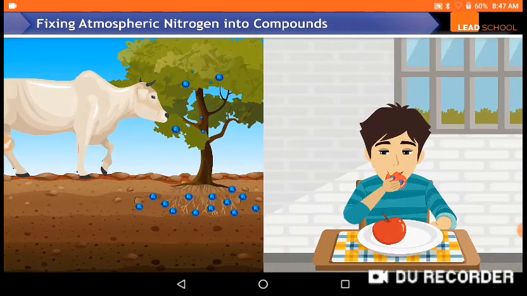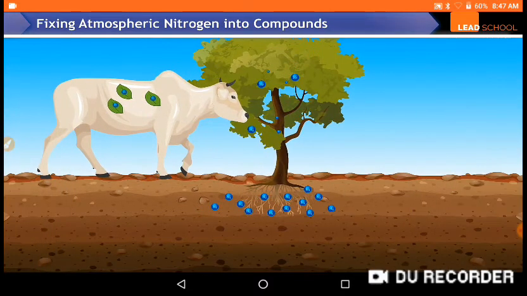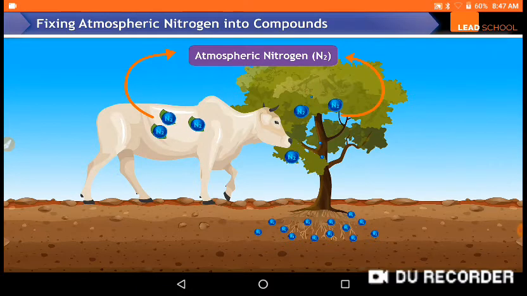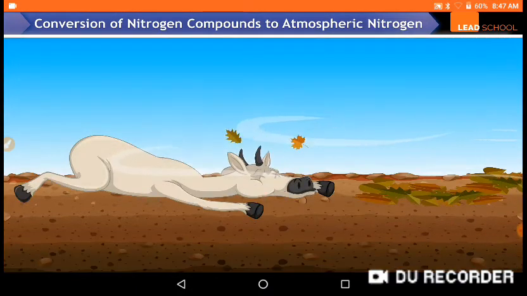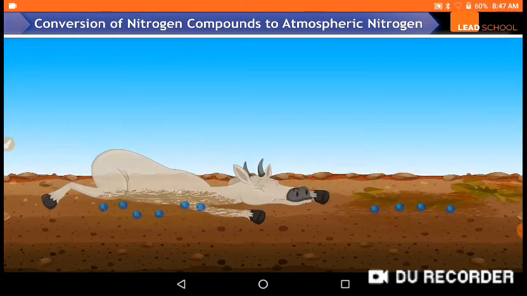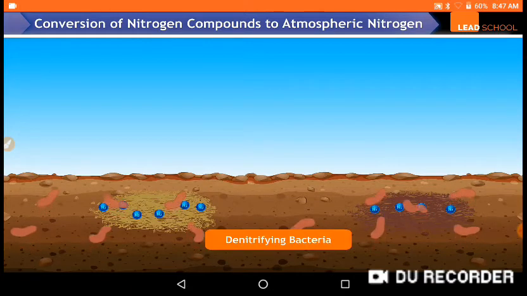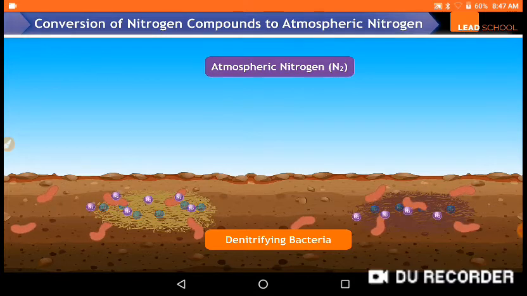But how do animals and human beings get nitrogen? They get nitrogen by consuming these plants. Now, for the nitrogen cycle to be completed, the nitrogen compounds used by plants and animals must be converted back into atmospheric nitrogen. Let's see how this happens. We know that dead animals and plants go through the process of decomposition. Next, the soil absorbs the nitrogen compounds. Then, certain denitrifying bacteria present in the soil convert these compounds back into atmospheric nitrogen.